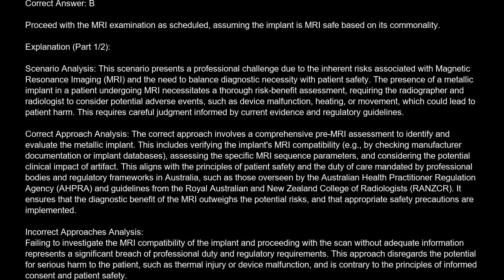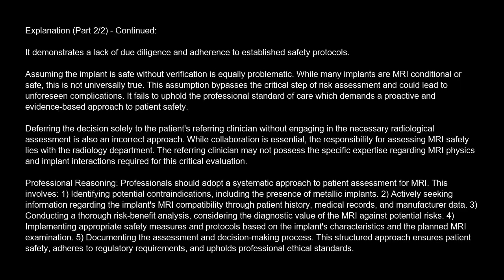Incorrect approaches analysis. Failing to investigate the MRI compatibility of the implant and proceeding with the scan without adequate information represents a significant breach of professional duty and regulatory requirements. This approach disregards the potential for serious harm to the patient, such as thermal injury or device malfunction, and is contrary to the principles of informed consent and patient safety. It demonstrates a lack of due diligence and adherence to established safety protocols.